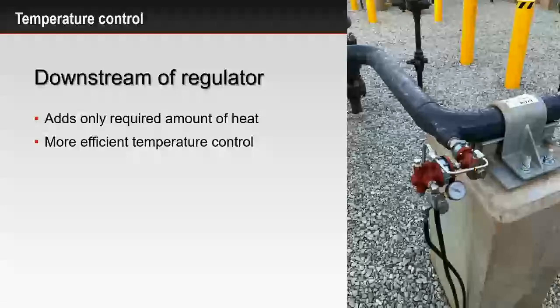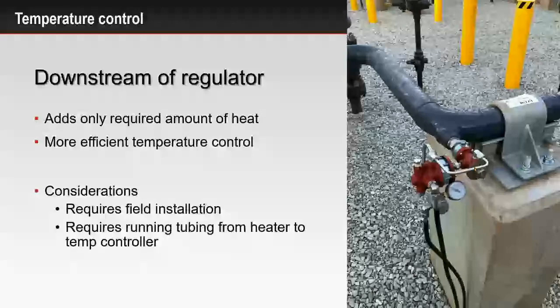But there are considerations to this, and I call them considerations because we're going to talk about ways to prevent them from becoming issues. The first thing is this is a field installed component, so it ships loose. Potential issues include people misplacing them, installing them incorrectly, not knowing what it's used for. Secondly, you're having to run tubing from the heater to this temperature controller. With that, you may have some debris that gets into the line. You're going to have to make sure you blow those lines out. Otherwise, that debris is going to make its way into the temperature controller, clog it up and prevent it from cycling.